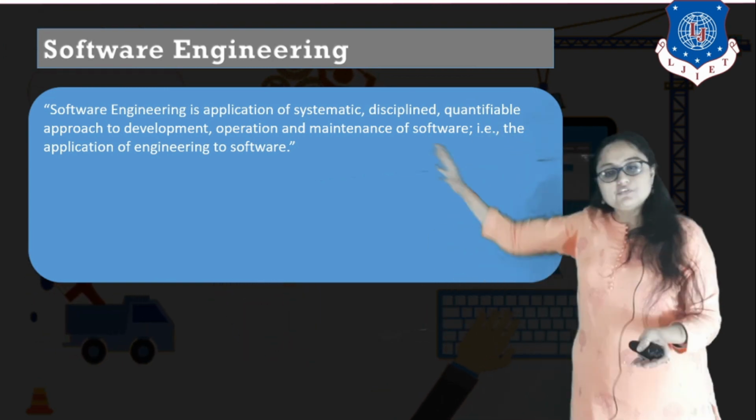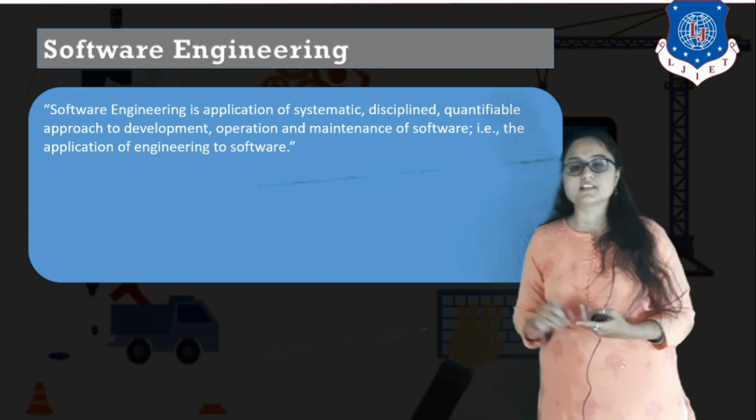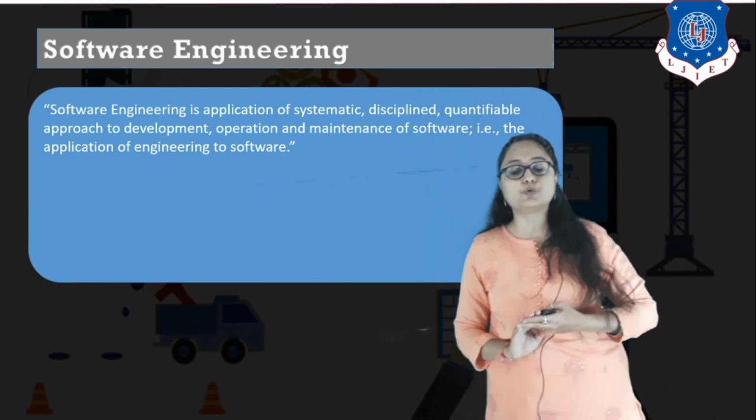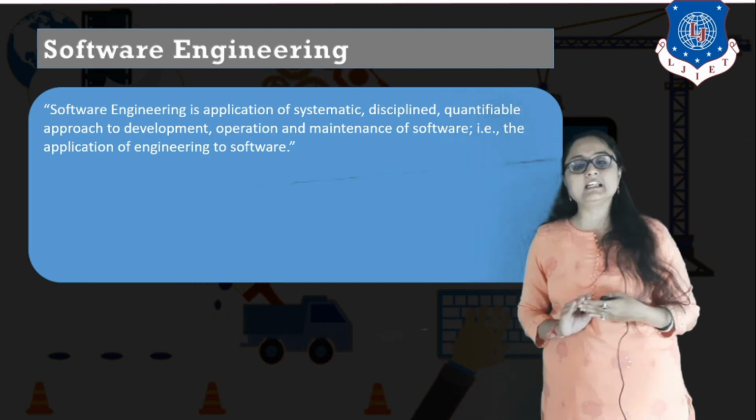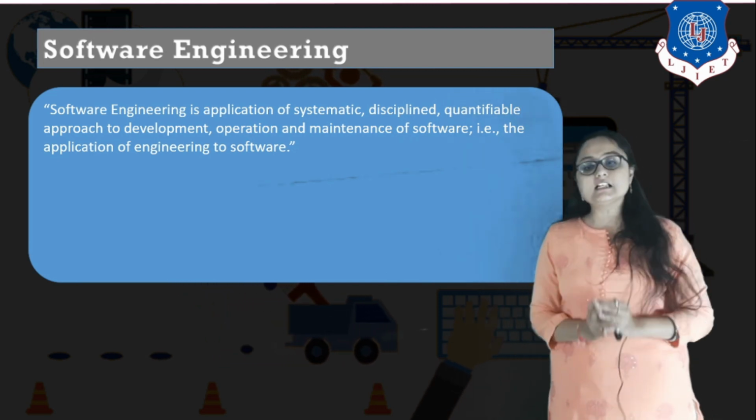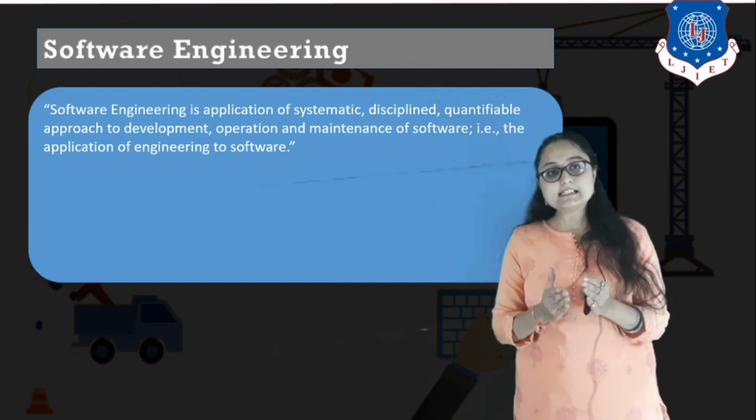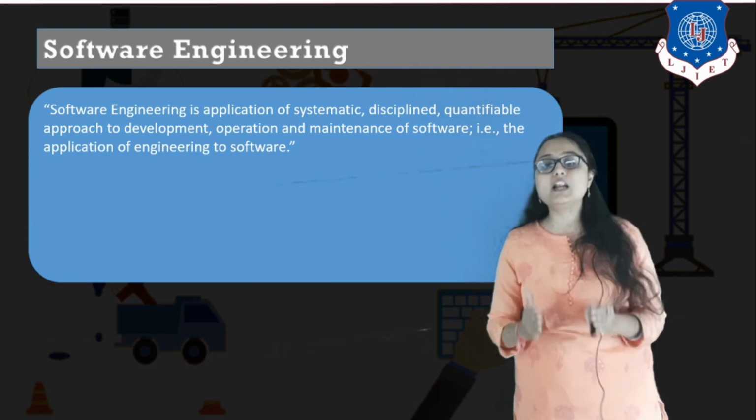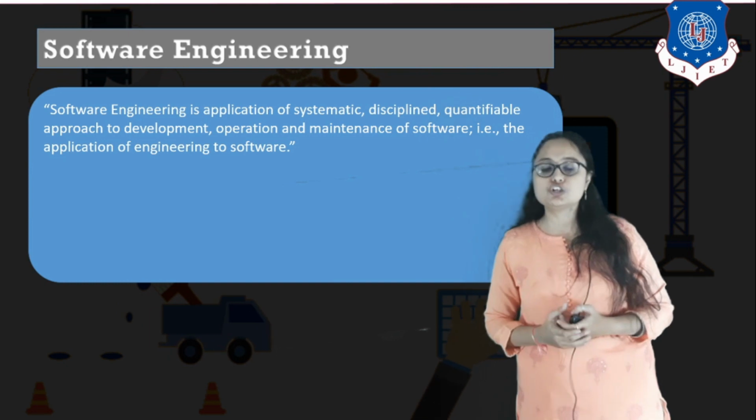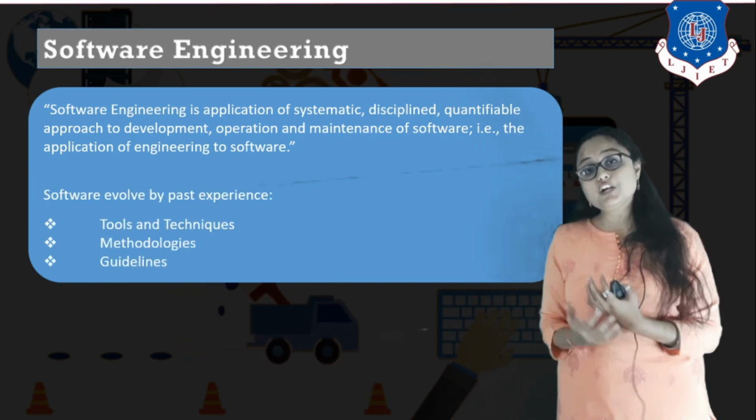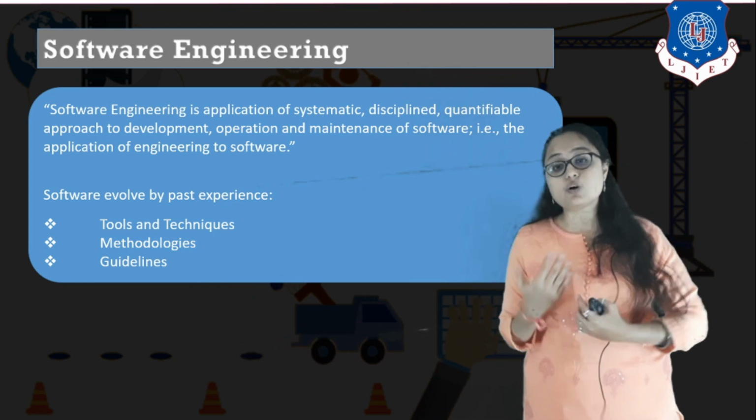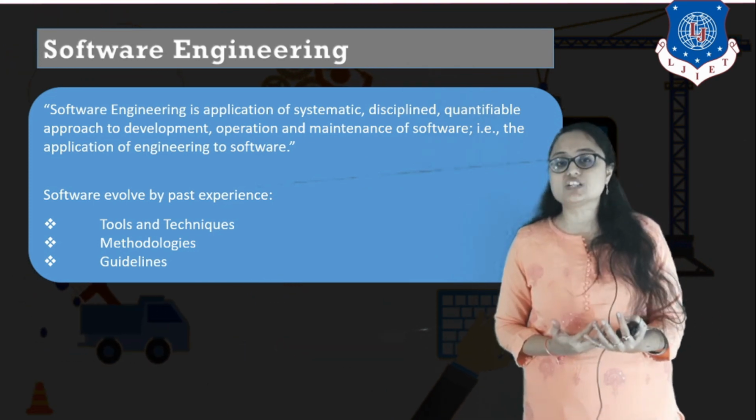So software engineering again is an application of a systematic, disciplined and quantifiable approach to the development, operation and maintenance of software. Basically, to sum up, it is an application of whole engineering to our software. Okay, now if you are using software engineering, software is evolved by past experience.